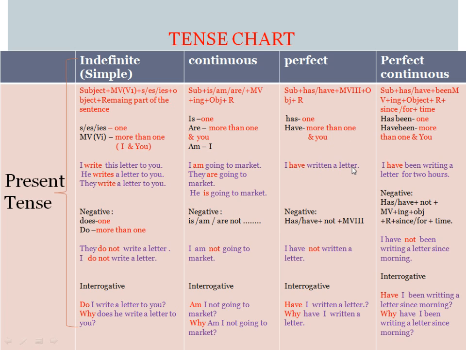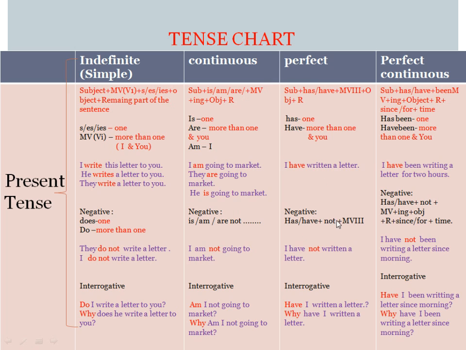I have written a letter. Here, have is the helping verb and the third form of write, written, is used. This is the rule: has or have plus the third form of the verb. So seeing this have and third form, we can say the sentence belongs to present perfect tense.